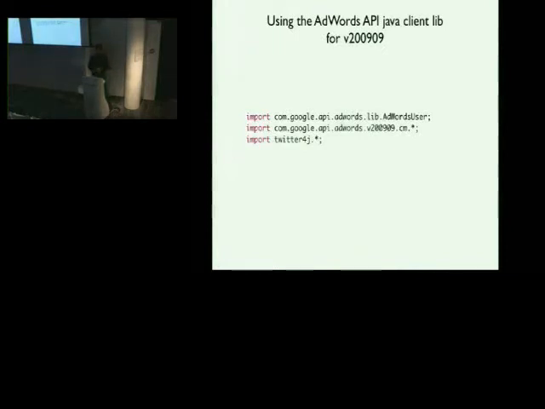So the first thing is I used the AdWords API Java client library. I would highly recommend, if you're not already using one of our client libraries, to absolutely use them because it's significantly easier that way. I'll talk a little bit about the client libraries later as well.